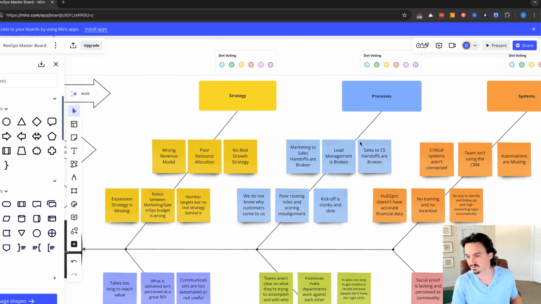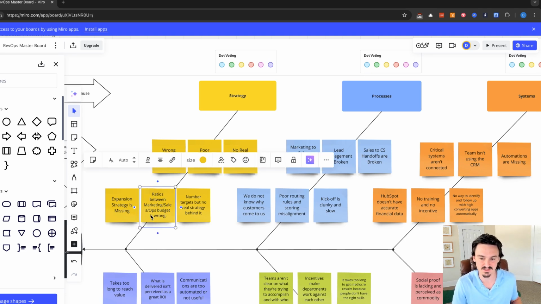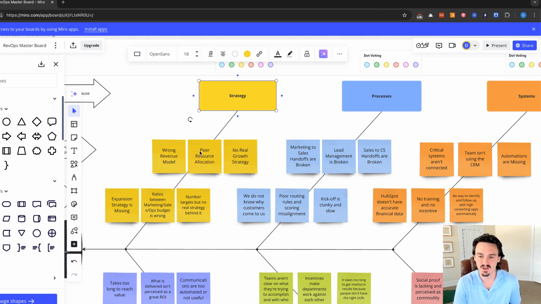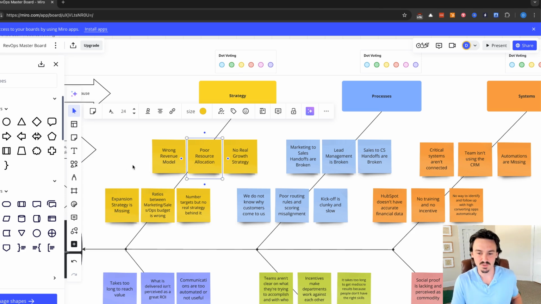And these are all taken from things that we see with clients. 2, poor resource allocation. So this could be ratios between marketing, sales, and ops. Budget is wrong. So the ratios between those organizations are not correctly aligned. You're putting too much towards marketing. You're putting too much towards sales, something like that. And so that can be a strategic problem, poor resource allocation causing revenue to leak.